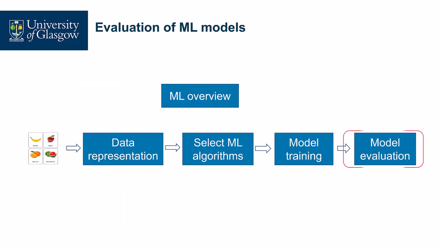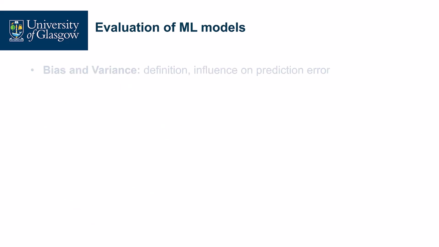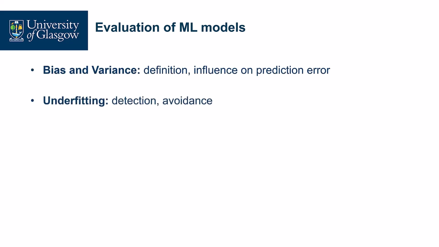So at last, we talk about the model evaluation. So we introduce a bias and a variance. So what are their definitions and their influence on the prediction error? Then we introduce the important concept of underfitting, so how to detect it and how to avoid it. The same happens to overfitting.